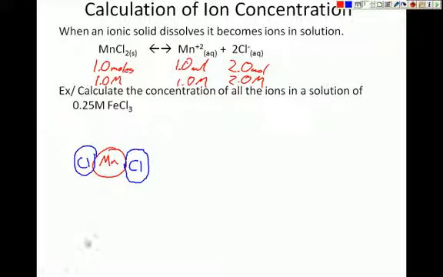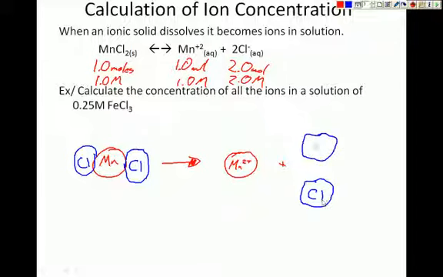Now we have a whole bunch of these. We have many of these, but when this dissociates and becomes ions in a solution, what we're going to see is we're going to have 1 Mn2 plus, and we're going to have 2 chlorines. And that's how we get this 1 to 2 ratio.